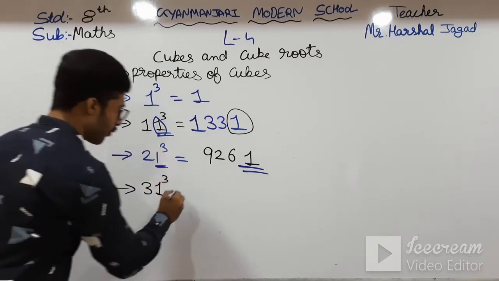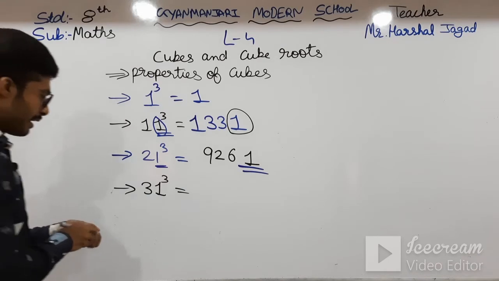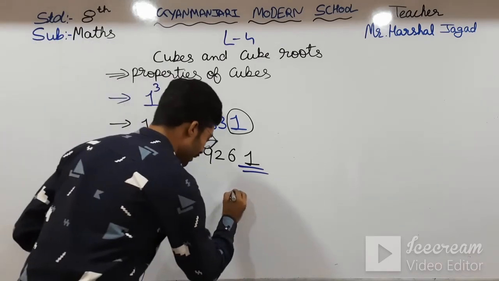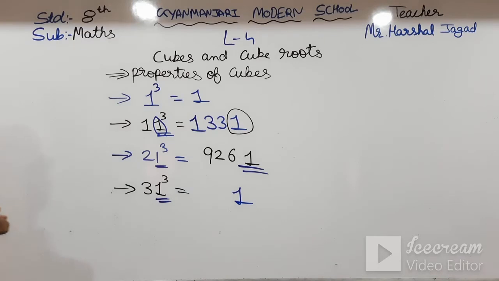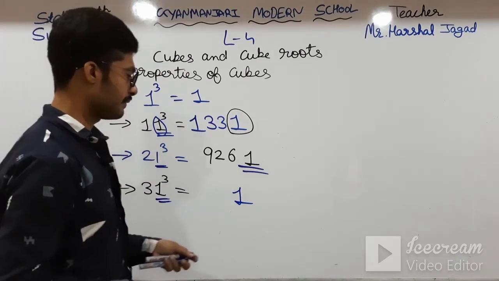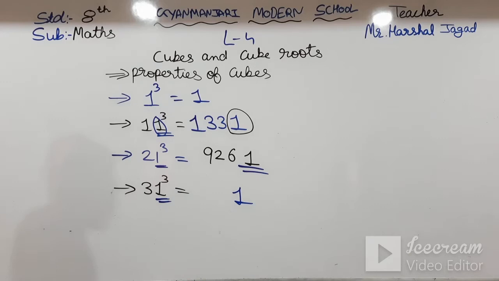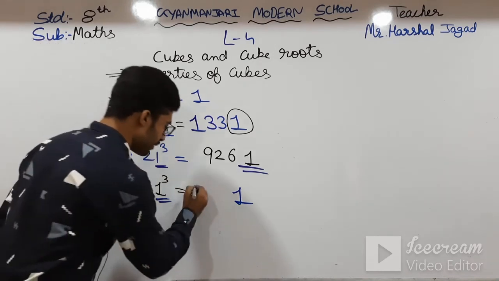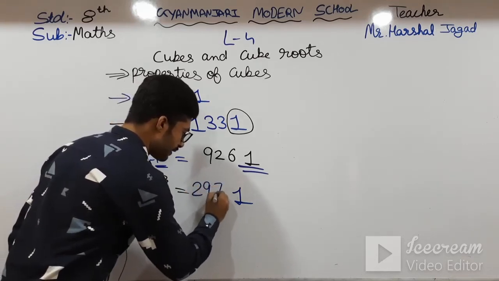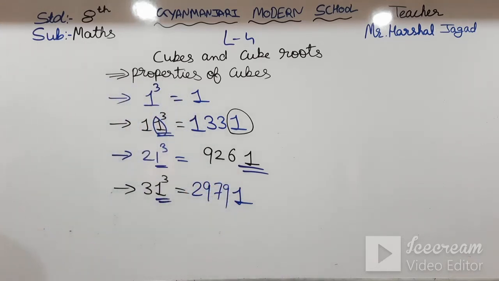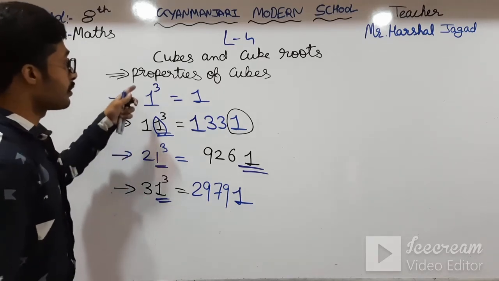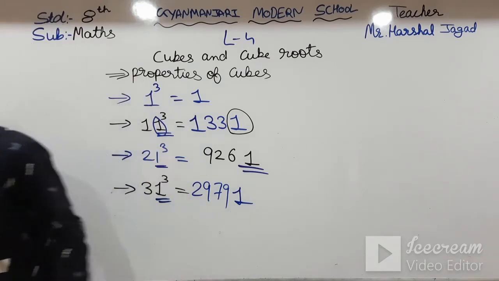And then the next example is 31 cube. So what will be the answer? Here is the 1, so here also there will be 1. We will write this first. Now what is the cube of 31? Count. So the cube of 31 is 29791. Okay students, this is the cube of 31. So let's see the textbook.